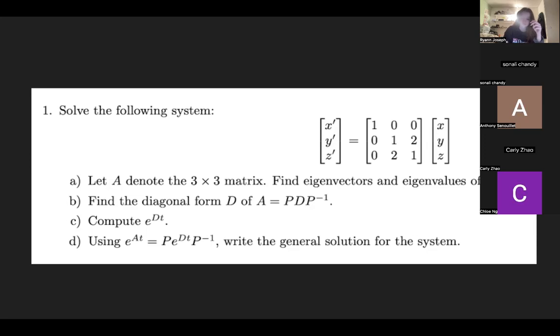Why is one? Write it down real quick. Sorry.